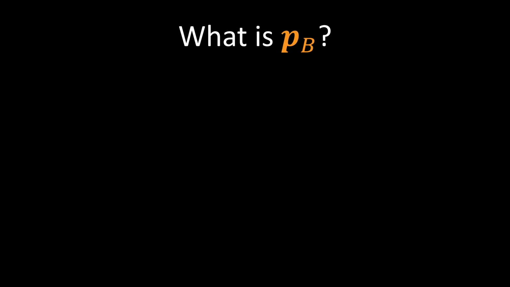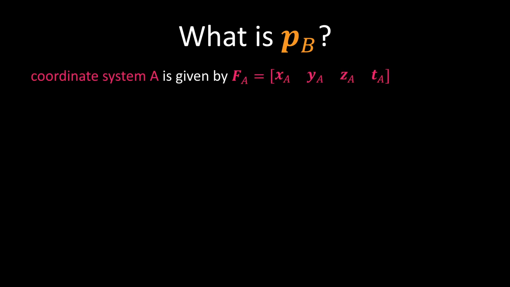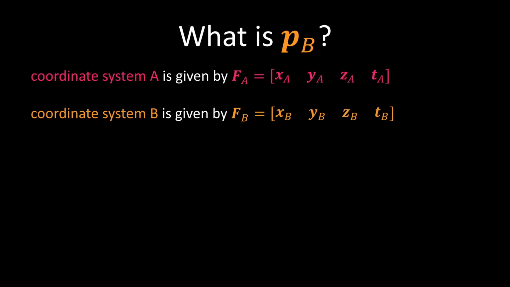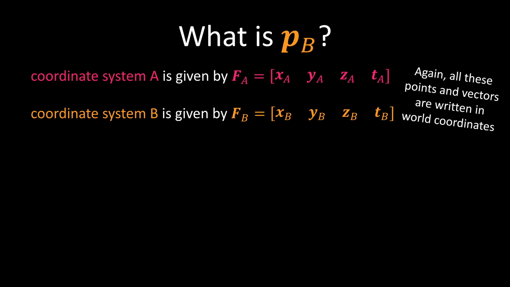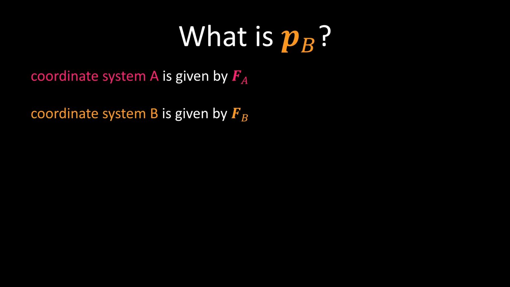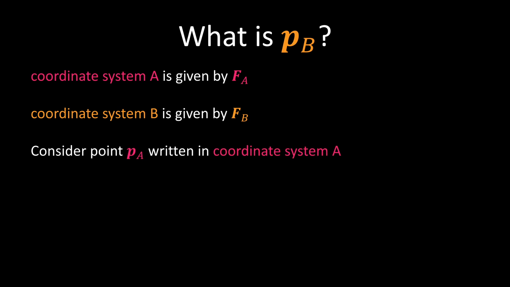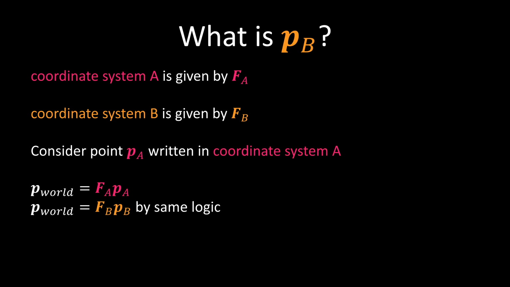Okay, great. So what is P B? It's a very similar deal. We have coordinate system A, we have coordinate system B. We're also going to write down these same matrices. All points and vectors again are written in world coordinates. And let's not think about the specifics for now. We're just going to do it with these matrices. So consider some point P A written in coordinate system A, and what do we know? From the previous slide, we know that P in world coordinates is equal to F A P A. We know the same thing about the orange coordinate system B. We haven't really said anything special about A, we just know that this fact holds.